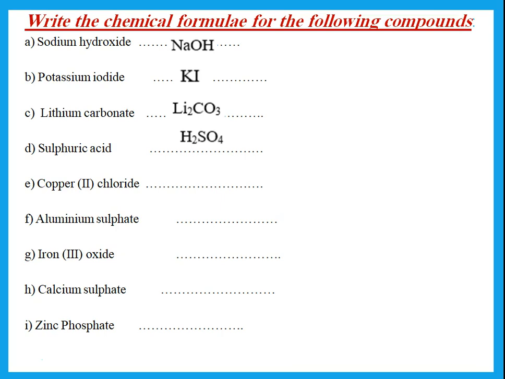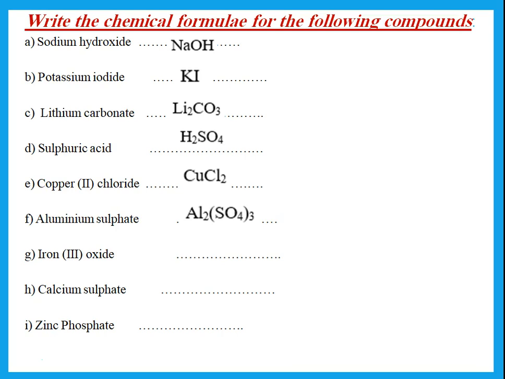Now when we say copper 2 chloride, again I write the symbols, and copper 2 means the valency of copper is 2, so I put the 2 under chlorine. Aluminium sulfate, I write the symbols and the valency of 1 under the other. The valency of aluminium is 3, the valency of sulfate is 2. Iron 3 oxide, let's try that.